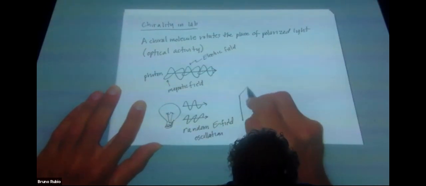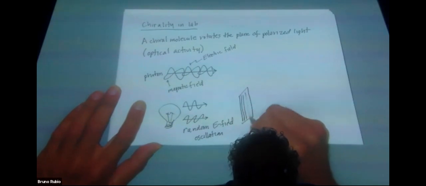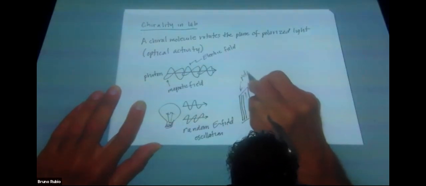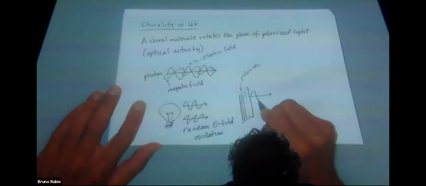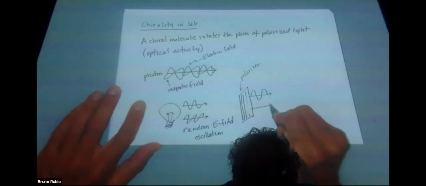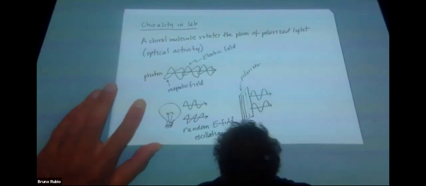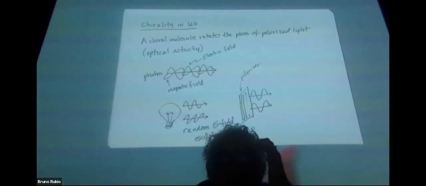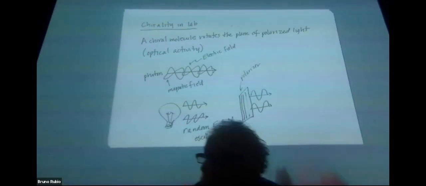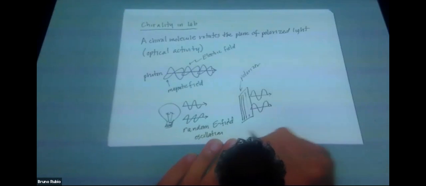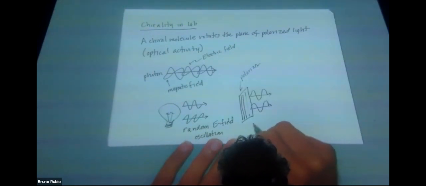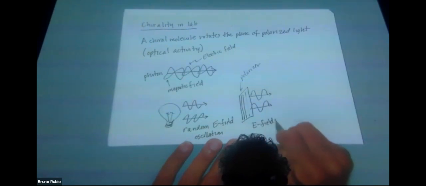And so what this polarizer does is it admits only those photons whose electric fields are oscillating in a given direction. So all of the other photons are absorbed by the polarizer. Okay, so after emerging from the polarizer, we can say that the E fields, the electric fields, are all plane polarized.